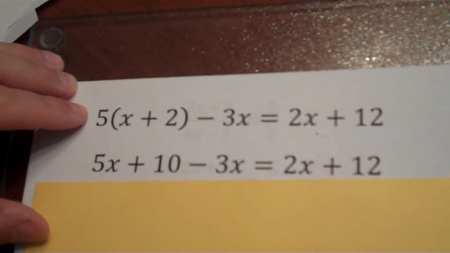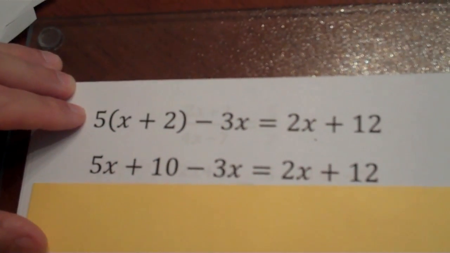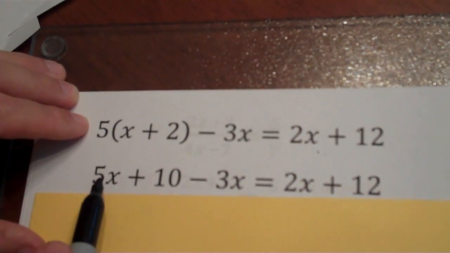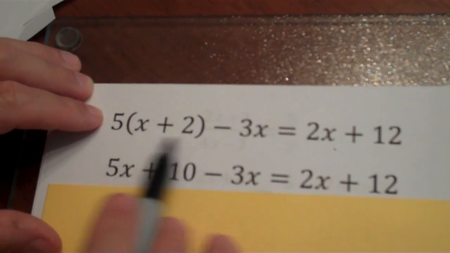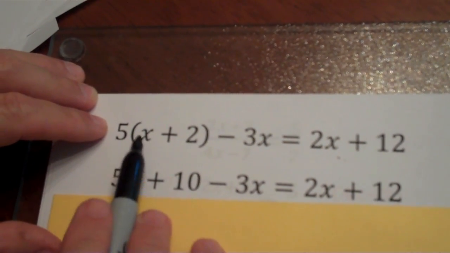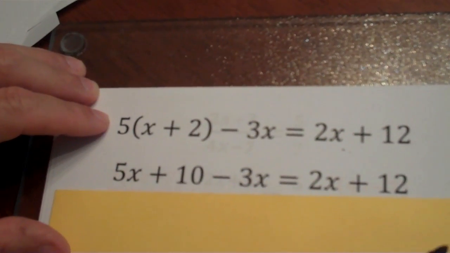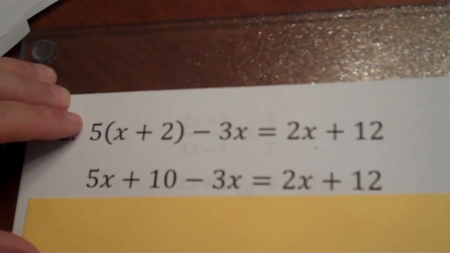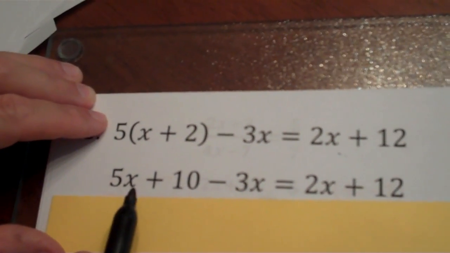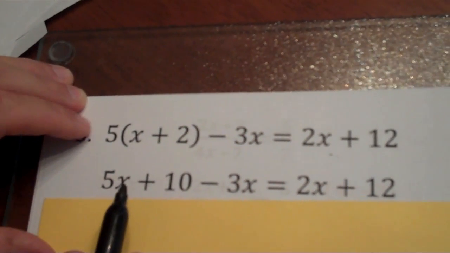Now I have some like terms that I have to simplify. 20? I'm sorry, 5 times 2, which is 10. I've distributed the 5 through the parentheses. 5 times x is 5x. 5 times 2 is 10. That was my mistake. I apologize. Good catch, Luann.